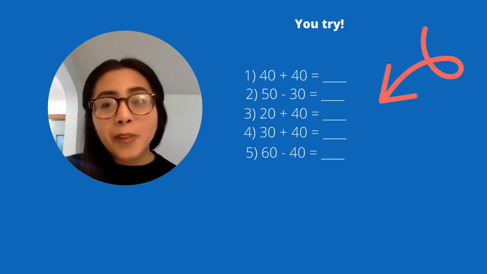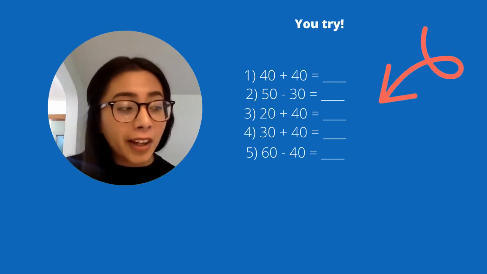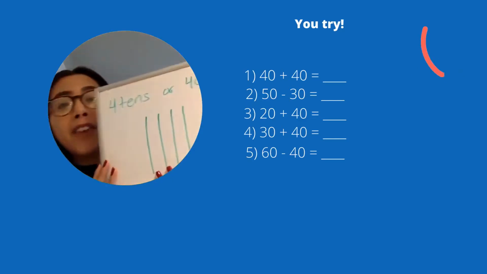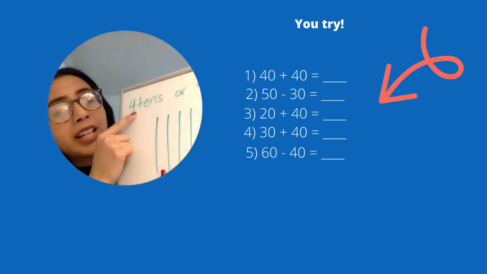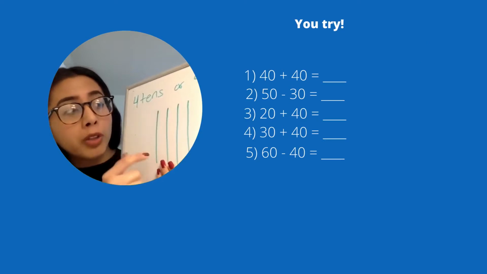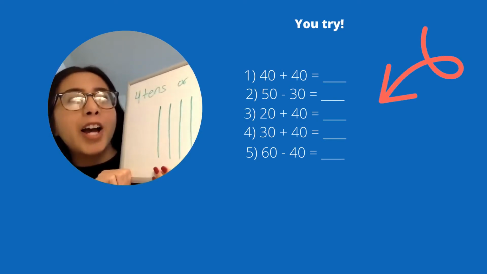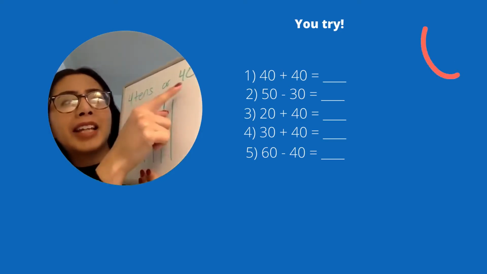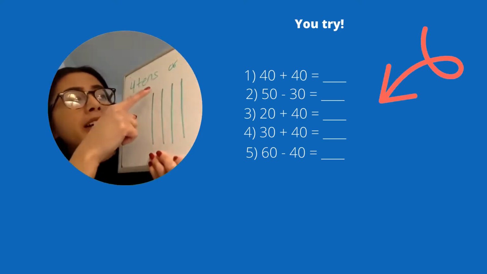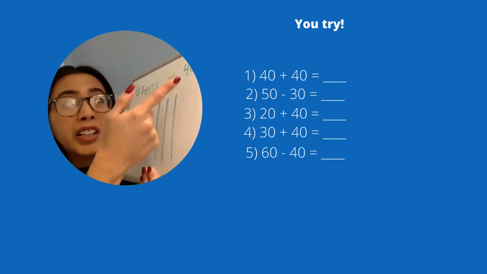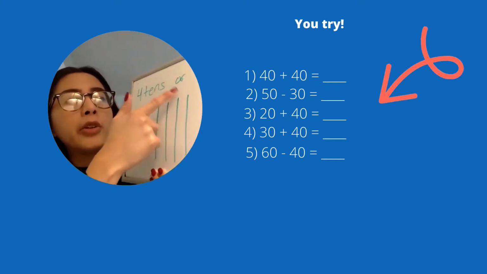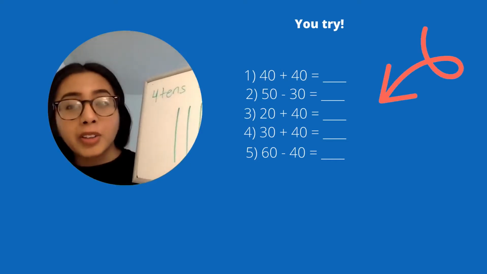As you try to solve these number sentences by yourself, remember, if I know what 4 tens is, that's one group of 10, two groups of 10, three groups of 10, four groups of 10, I remember that's also the same as saying 40, the regular way. I can count them to prove that it is 40. 10, 20, 30, 40. 40 altogether.